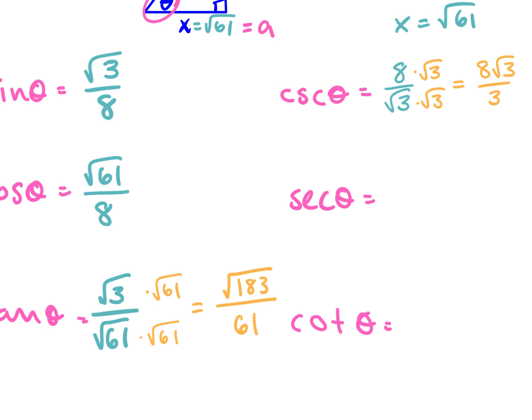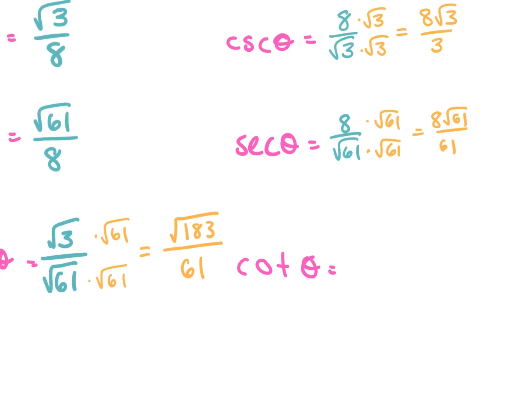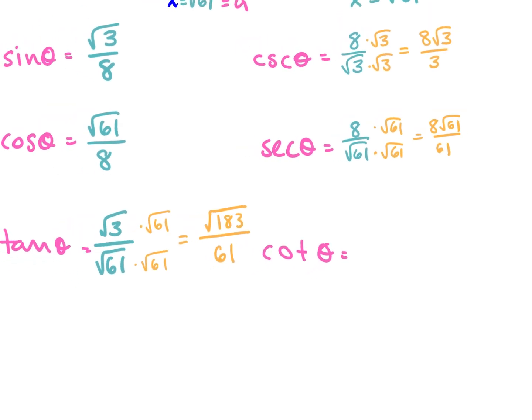Secant's the reciprocal of cosine. So flip it. We get 8 over square root 61. Multiply the top and the bottom by square root 61. So 8 square root 61 over 61. Yes. And then cotangent's the reciprocal of tangent.